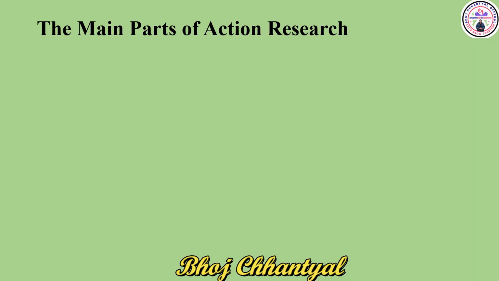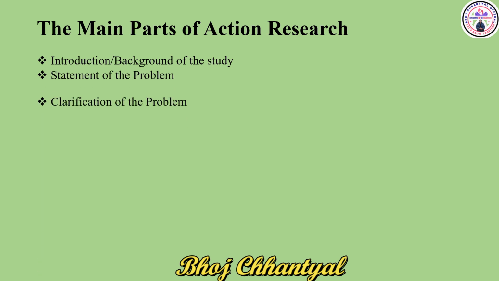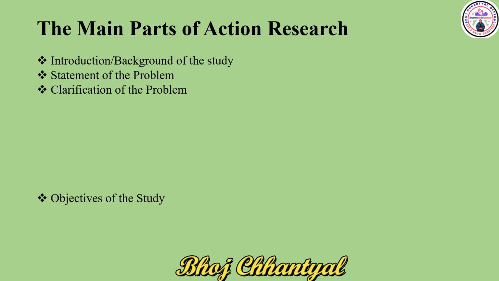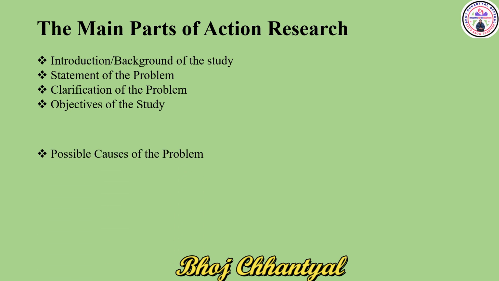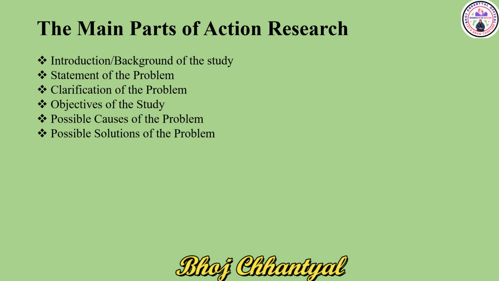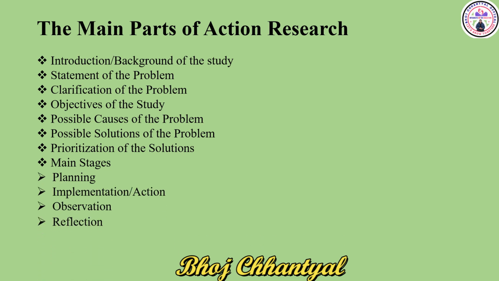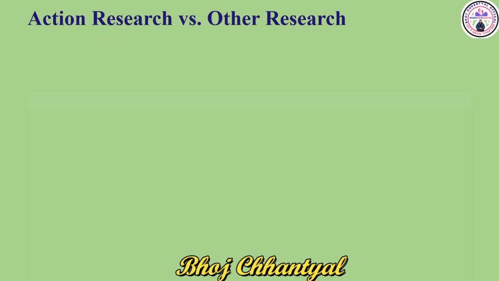The main parts of action research. Introduction/background of the study. Statement of the problem. Clarification of the problem. Objectives of the study. Possible causes of the problem. Possible solutions of the problem. Prioritization of the solutions. Main stages: planning, implementation/action, observation, reflection.